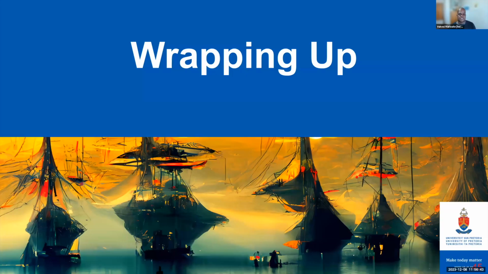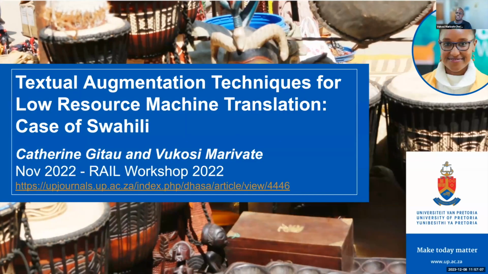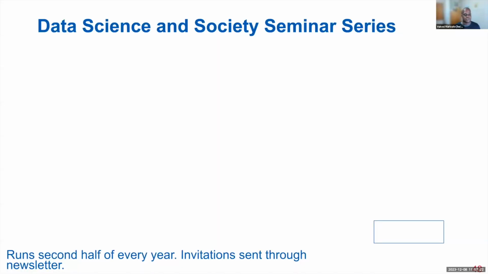So, wrapping up, on our side at the university, at the Data Science for Social Impact Research Group, we built other models, for example, PuoBERTa here, which is a model for Setswana, and thanks to my collaborators. It's much smaller, but it's there to help us preserve our languages and also make tools available for other researchers to use. We are working on all South African languages and also other languages across the continent. We've also worked on ways to deal with smaller amounts of data, like doing augmentation, some work with Catherine Gitau. We try to deal with the data that we have for our languages that is not as big as English or French or German, but we can still do some interesting work.